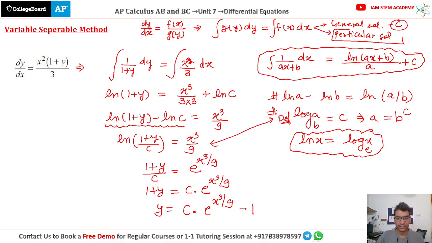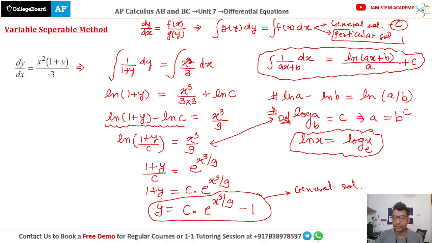So this kind of solution is called a general solution because they are not giving any information about x and y values, so we cannot find c in this case, which means there is no particular solution for this particular problem. Okay, so this is our general solution.